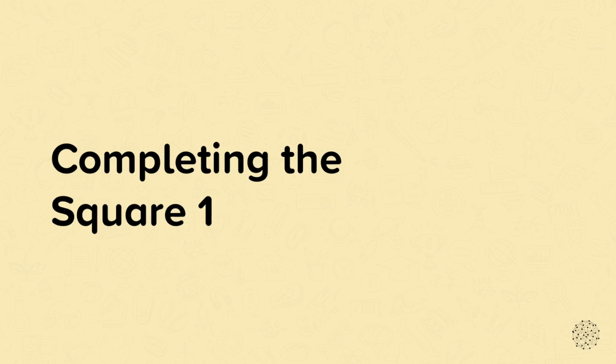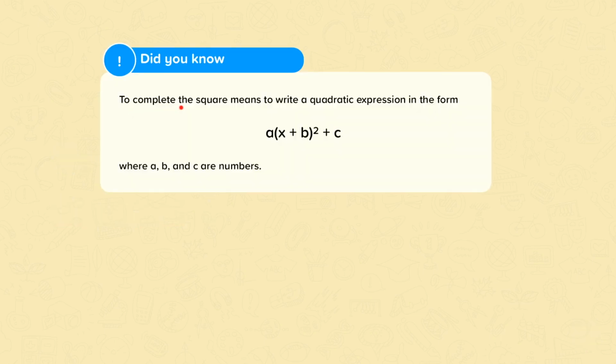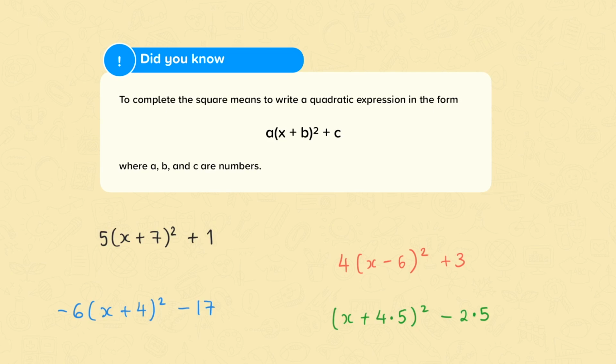Completing the square 1. To complete the square means to write a quadratic expression in the form given here, where a, b, and c are numbers. For example, all of these expressions below are written in completed square form.